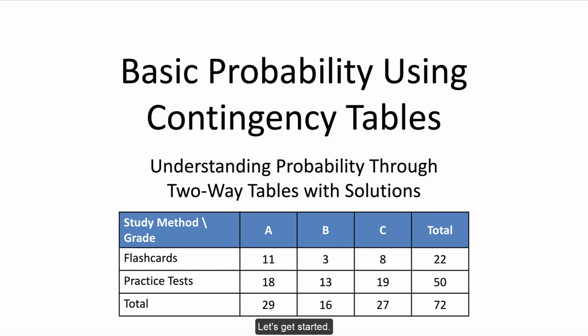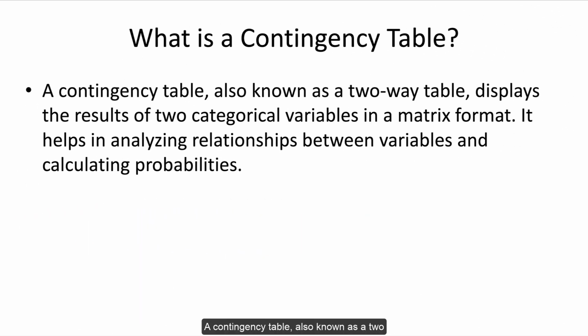Let's get started. A contingency table, also known as a two-way table, displays the results of two categorical variables in matrix format. It helps in analyzing relationships between variables and calculating probabilities. Let's take a look at an example.